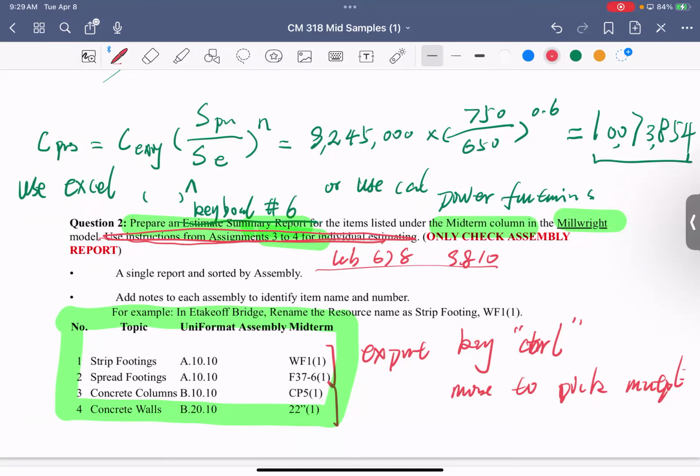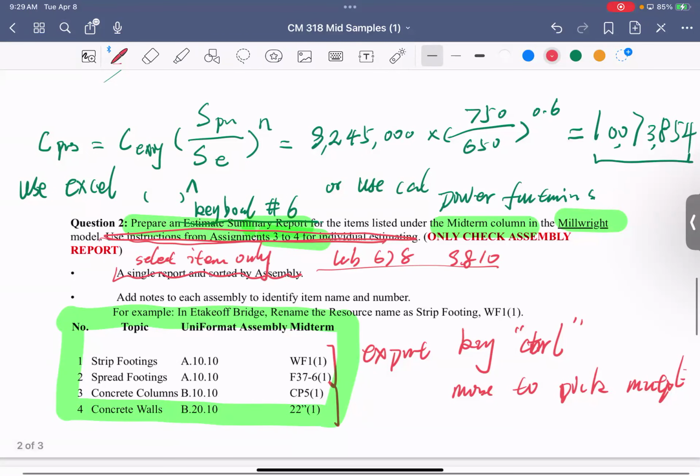A single report sorted by assembly, we don't need to have this one. We will only take the selected items only. And you don't need to do this one because this is for the SAGE. So we will be good off this one. We don't have the e-takeoff bridge. As I told you, we will do the manual takeoff, but you will have this table.